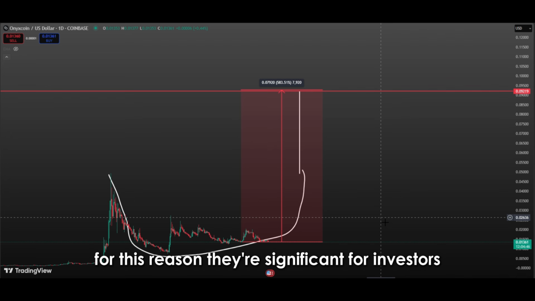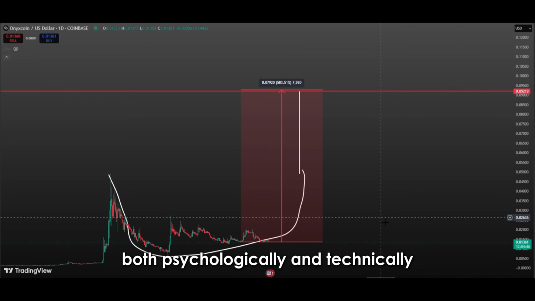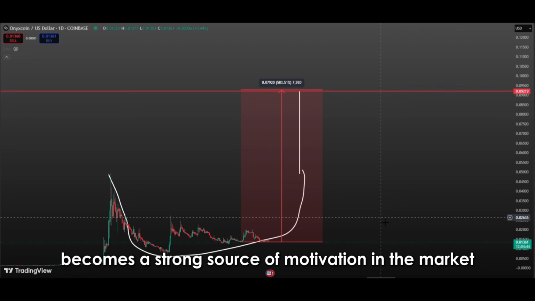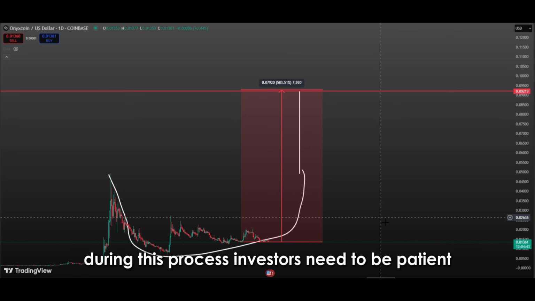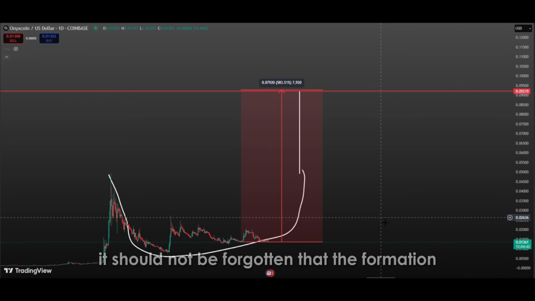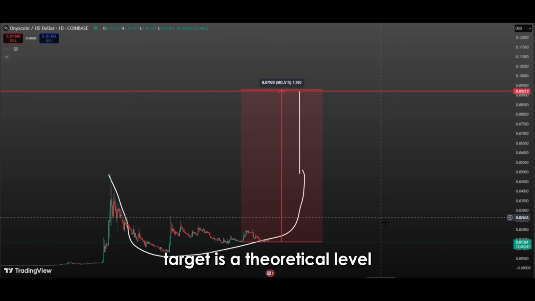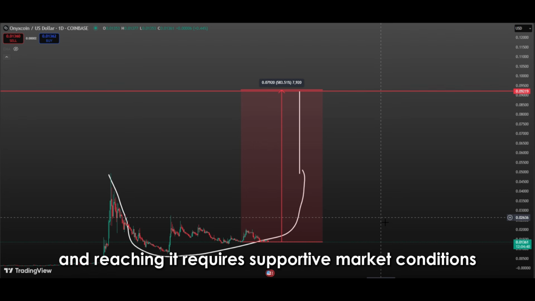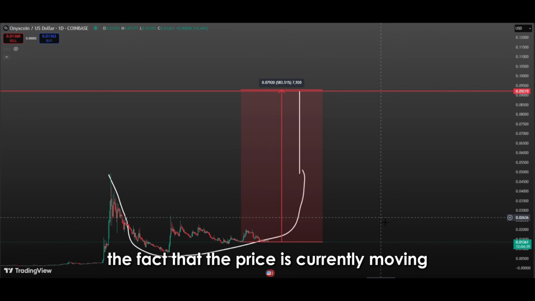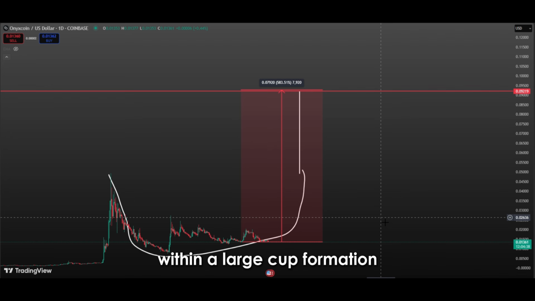Cup formations are among the clearest structures reflecting the market's past declines and subsequent recovery process. For this reason, they're significant for investors both psychologically and technically. Especially a potential as extraordinary as 580% becomes a strong source of motivation in the market. During this process, investors need to be patient, avoid panic selling, and carefully follow technical levels. It should not be forgotten that the formation target is a theoretical level calculated through technical analysis, and reaching it requires supportive market conditions.